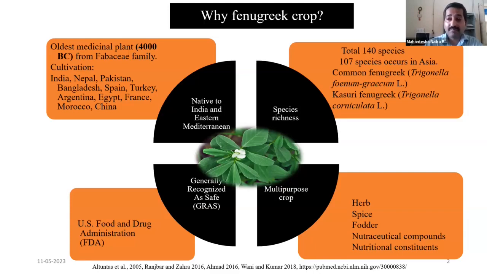Here, this medicinal plant is considered to be a multi-purpose crop. Why is it considered a multi-purpose crop? Because of its usage as a herb, as a spice, as fodder, as nutraceutical compounds, and for its nutritional constituents. Though the crop is very small, if you look into its importance for usage, it has multiple usages. For that reason, it is considered a multi-purpose crop.